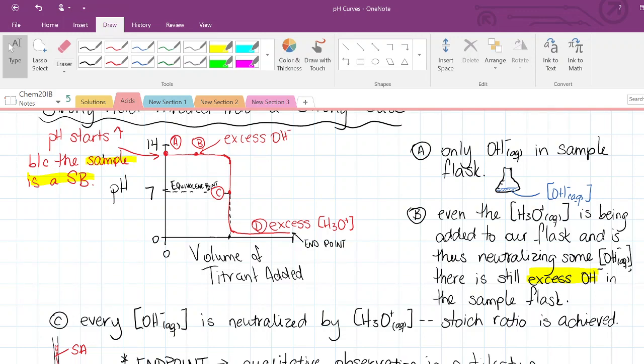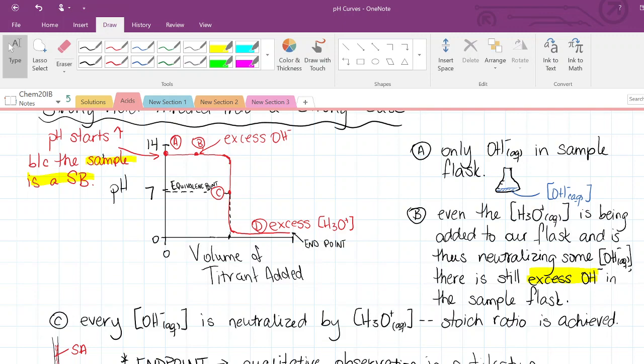For us, when we get into stoichiometry, what we're interested in is the volume at which this equivalence point takes place. So on our graph, what we would be interested in is reading at what volume this equivalence point, which is the midway point of this steep line, happens. Okay, and that's how we're going to collect our data.